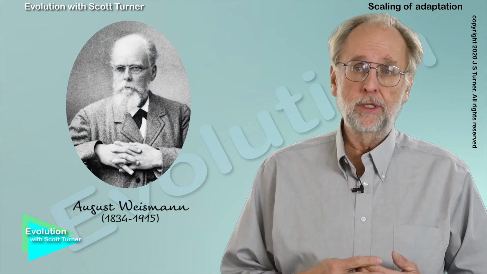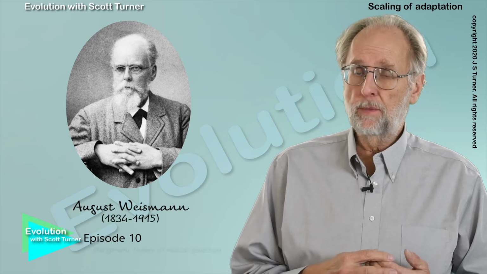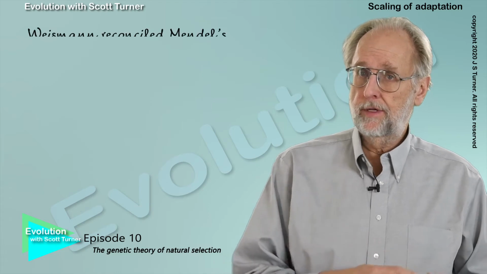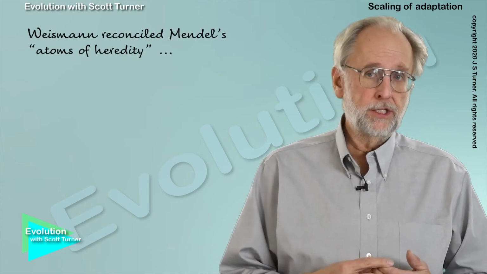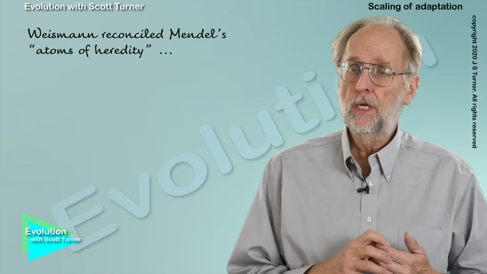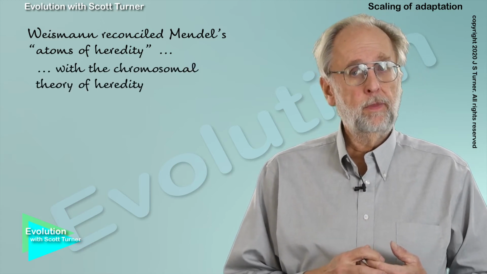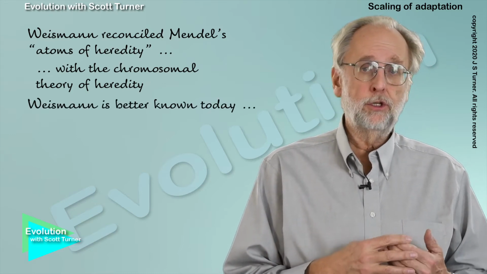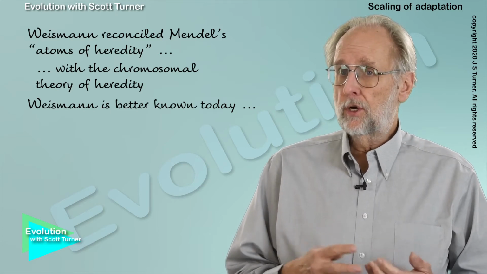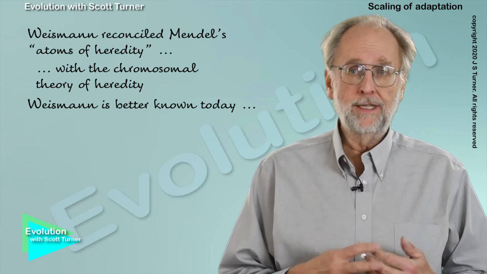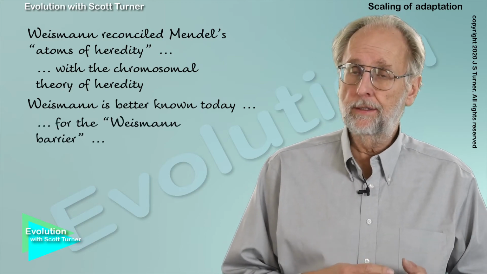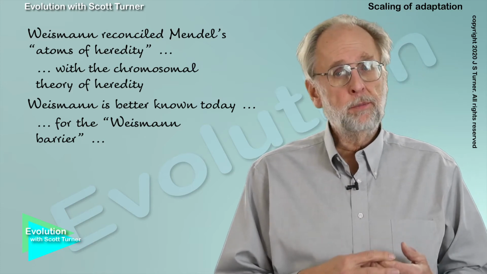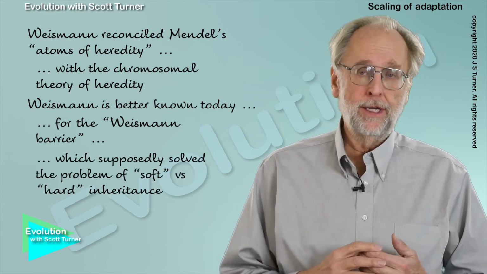this man, August Weismann, to whom we were introduced a few lectures back. Weismann, remember, reconciled Mendel's particulate theory of inheritance with the developing realization that the hereditary stuff, whatever that was, was carried on the chromosomes. But Weismann is perhaps better known today for his own argument for genetic determinism in evolution. His argument is based upon a rhetorical device that has come to be known as the Weismann barrier. Weismann, like all biologists at the time he lived, was consumed with the problem of soft inheritance versus hard inheritance.